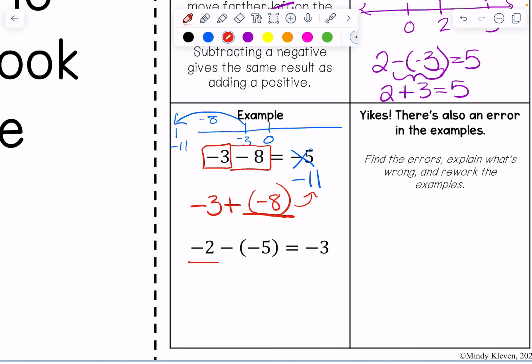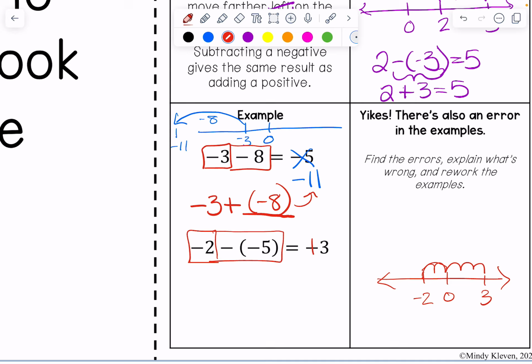Here, if I look at this problem, -2 minus -5 is equal to -3. If I think of that on a number line, I'm starting at -2. If it was -2 minus 5, I would move to the left. Because it's -2 minus -5, I'm actually going to move 5 to the right. So if I move 2 to the right, I'm at 0. So I'm going to end up at 3 more, and I'll end up at +3. So this should be +3.